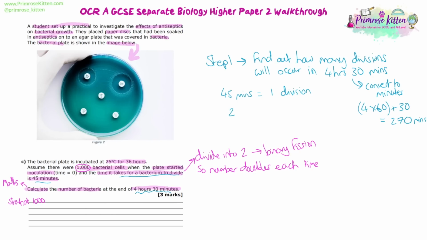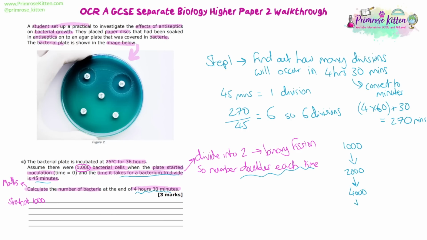They'll often want you to convert time between minutes, hours, or minutes, seconds, and sometimes it's easier to do it that way than try and work in hours and minutes. So 270 divided by 45 gives us 6. So that means in 270 minutes, they're going to divide 6 times. So now all we need to do, starting at 1,000, is double that number 6 times.